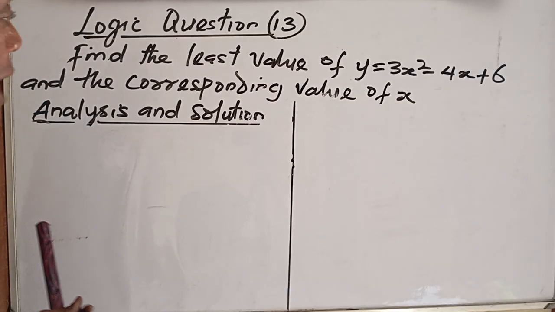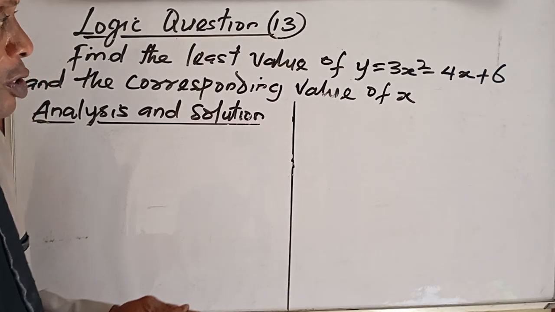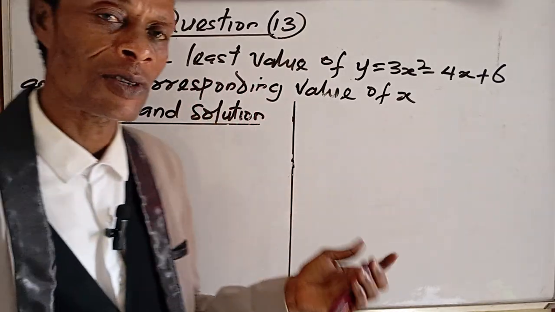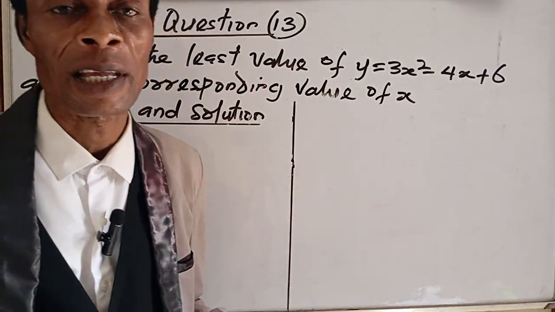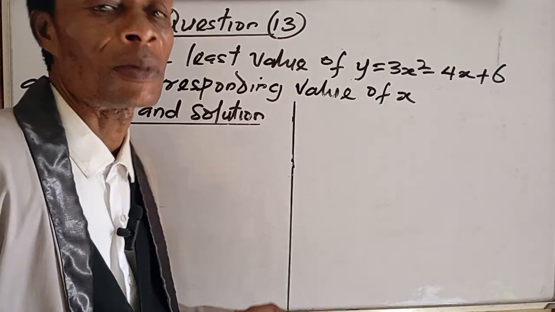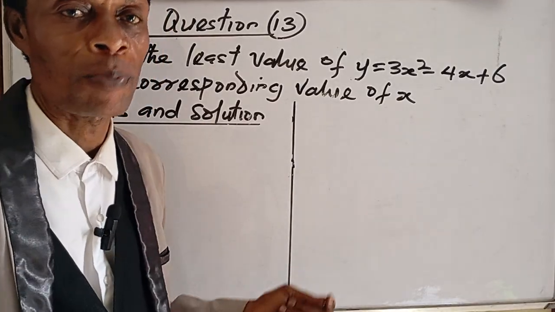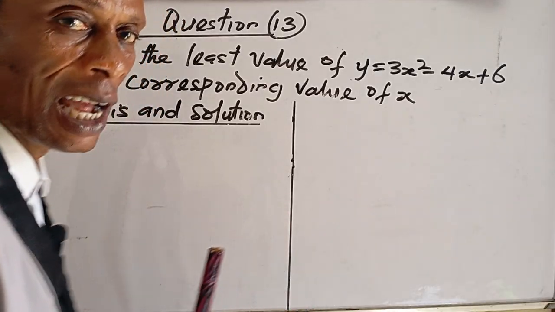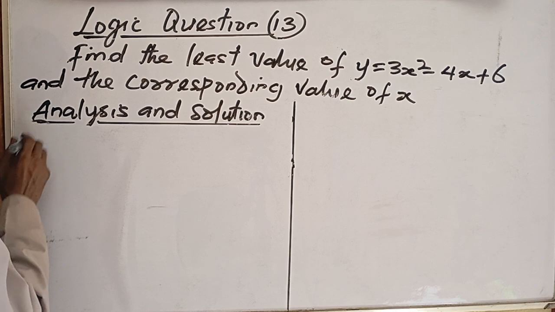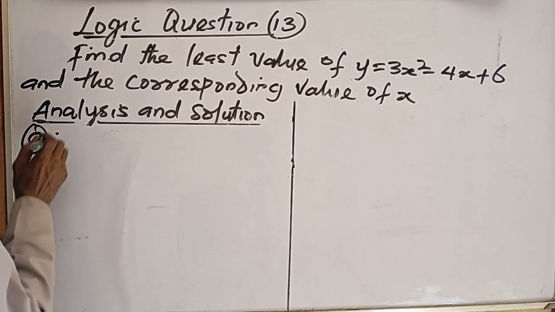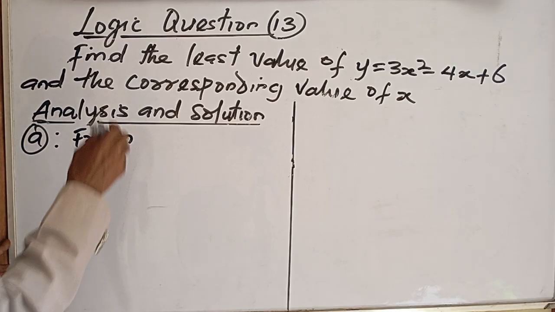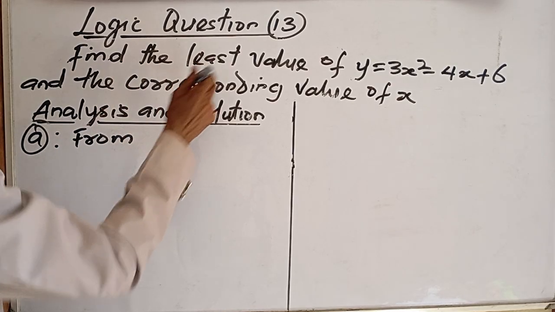And I want to make it very simple by taking it part by part. So to find the least value, I will consider it to be part A, and the corresponding value, which will later come and resolve to be part B. Okay, so let's start from part A, to find the least value. So this is A. I'll now say, minimum value, which is the same thing as least value.